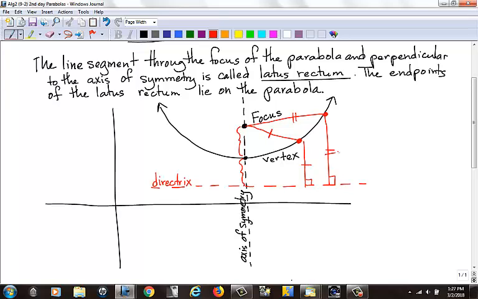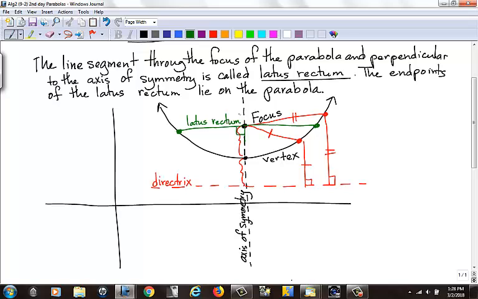Then the author also defined what they call the latus rectum. It goes parallel to the directrix. It's a line segment, it's perpendicular to the axis of symmetry, and it goes through the focus. So this would be a right angle right here. And the endpoints of the latus rectum are on the parabola. So that green line going across through the focus, that whole thing is the latus rectum.